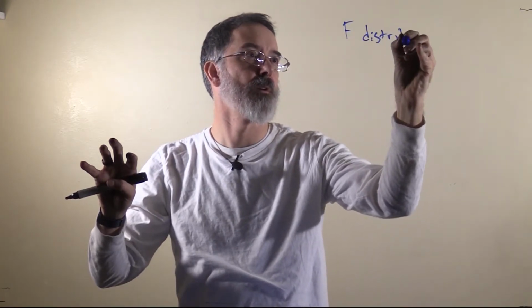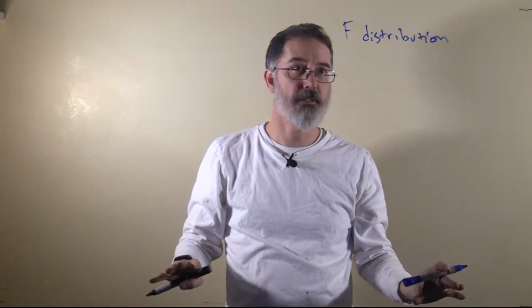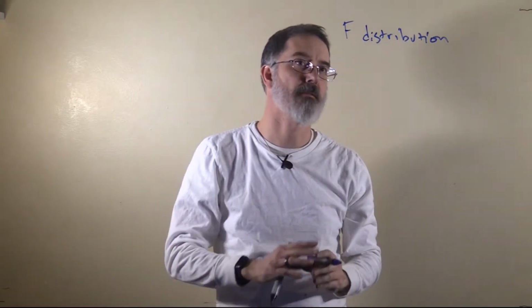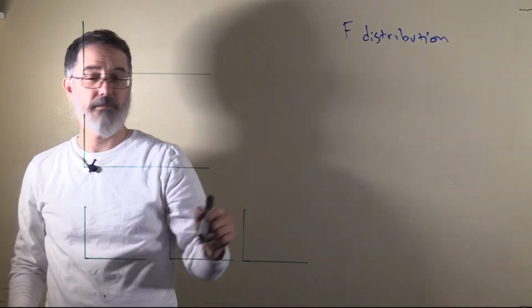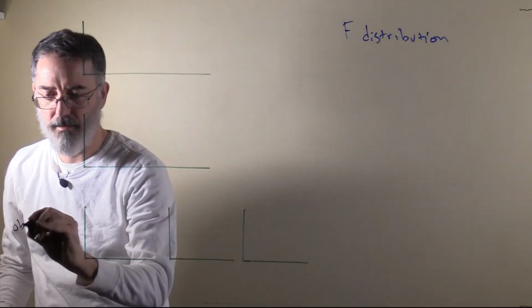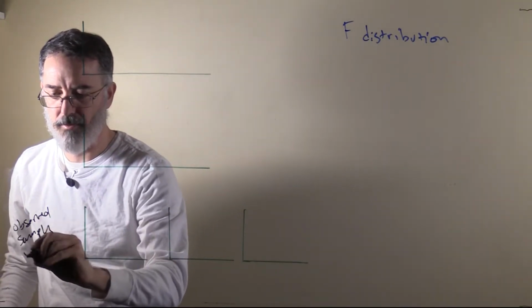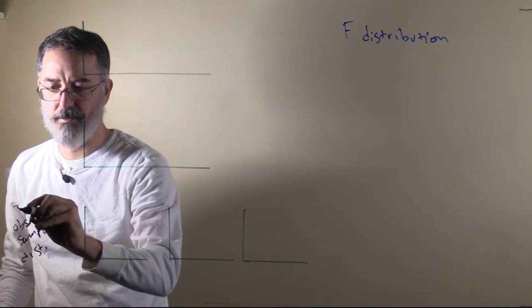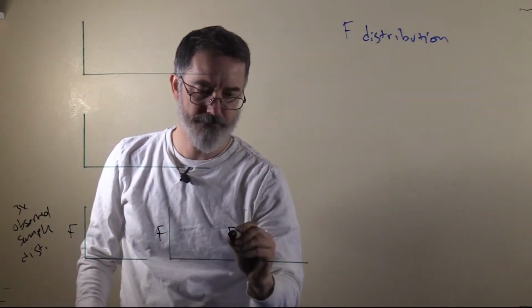F distribution works. So the F distribution is kind of like the t distribution or the z distribution. It's the distribution we use for our critical value to decide whether or not we're going to reject the null hypothesis. So for the F distribution, we'll start with our observed sample distributions. We have 3 of these. These are all frequency distributions.